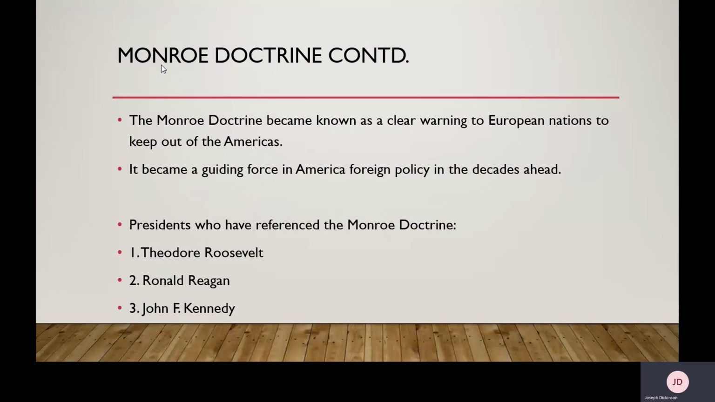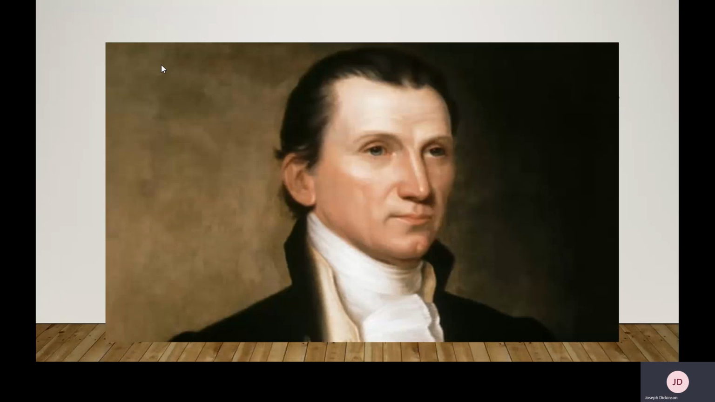Presidents who referenced the Monroe Doctrine include the following. You've got Theodore Roosevelt, known for speak softly and carry a big stick. Ronald Reagan, probably one of the most popular presidents, especially in the Republican Party. He was president during the 80s, which is the closest to you. And John F. Kennedy was president during the 60s, during the Cuban Missile Crisis. After that, we won't do anything with Cuba. All right, so this is just once again a picture of President James Monroe.